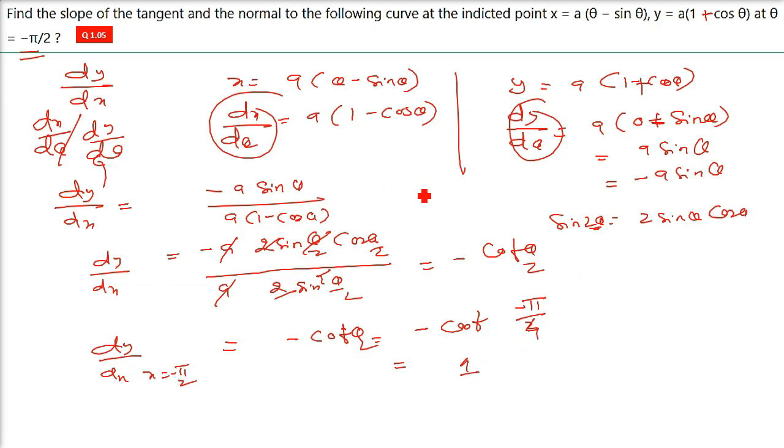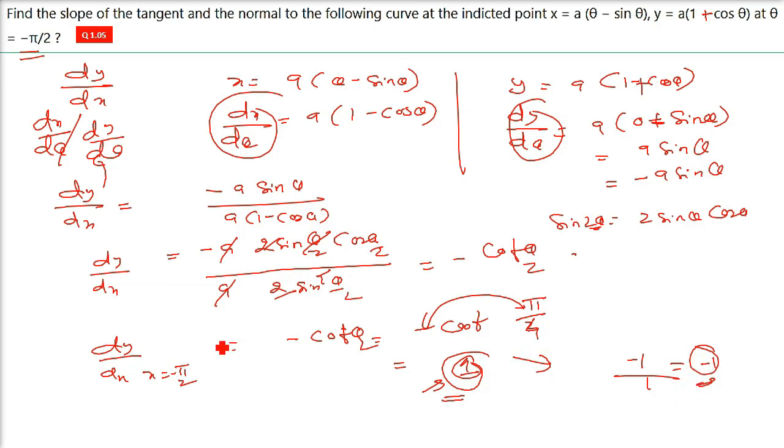Cot minus theta is minus cot theta. And since we already have a negative in front, minus will be positive. So it will be cot pi by 4, that is 1. Tan pi by 4, that is tan 45 degree, cot 45 degree, both are 1. So we have this value as 1. This is the tangent slope. How about the slope of the normal? It's negative 1. Minus 1 divided by 1 is negative 1 only. So this is the procedure you have to adopt.